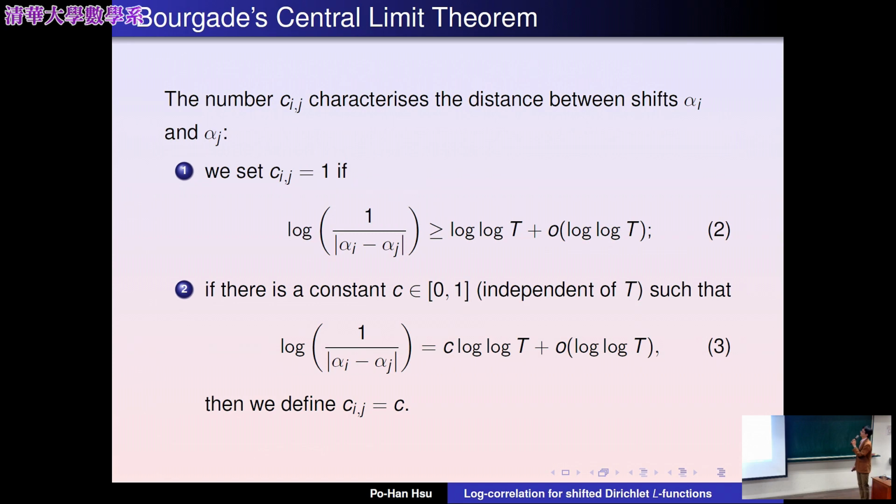Okay, alright. So now let's do a brief summary. We set Cij to be 1 if this condition is true, if this growth is greater than log t. Let me write this on the board.